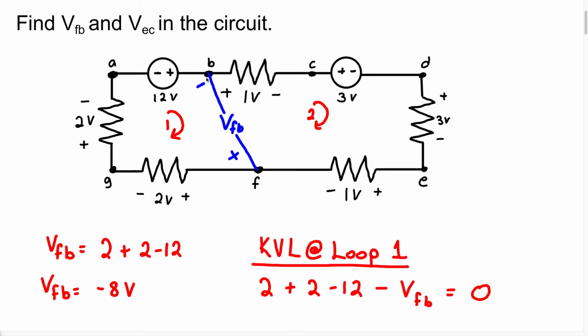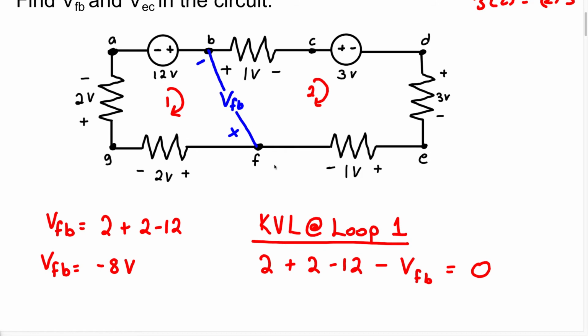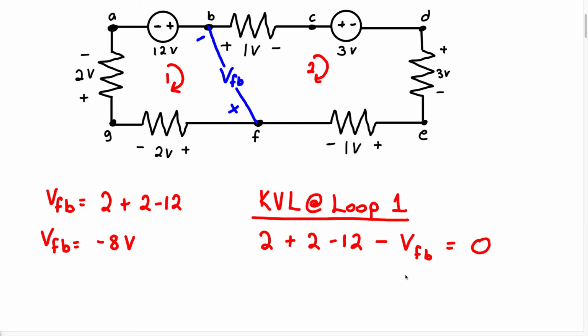So even though we're going around this loop and we're going to go from B to F equals FB, right? Think about it. You have 3, 2, and you have 2, 3. The same thing. The only difference is this is going to tell us which polarity is going to be where, okay? So we have minus FB. Now remember, we want to solve for FB. Therefore, we're going to say 2 plus 2 is 4. 4 minus 12 is going to give us negative 8 minus VFB equals 0. Therefore, when you solve for this, VFB equals negative 8 volts.